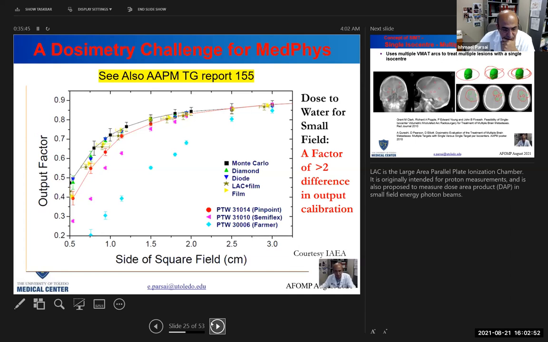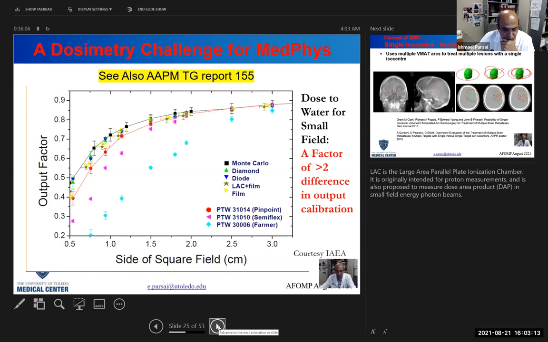And this is dose to water. You can see a factor of more than two difference in output calibration is observed in some of these chambers. So when you do IMRT, one has to be very careful to look into this condition of small field dosimetry.